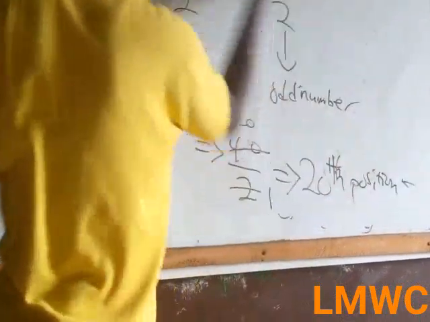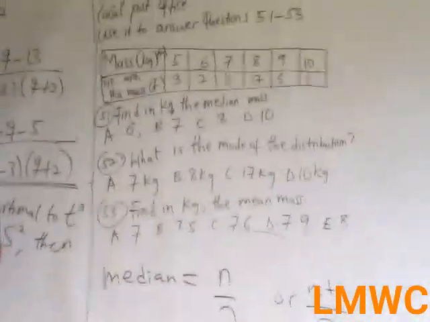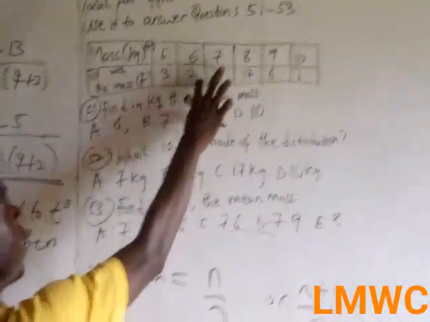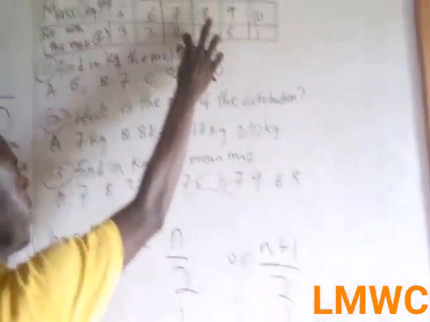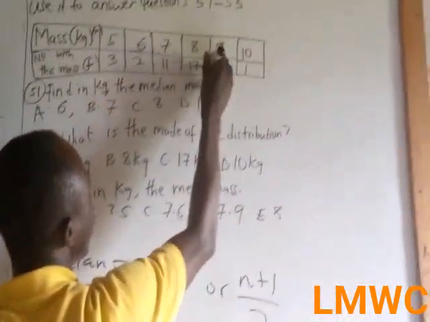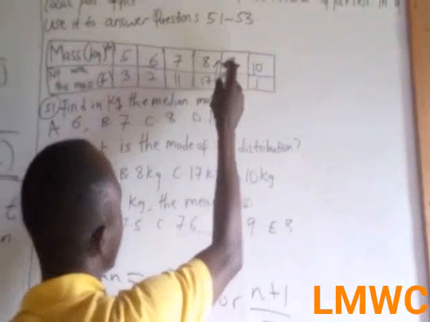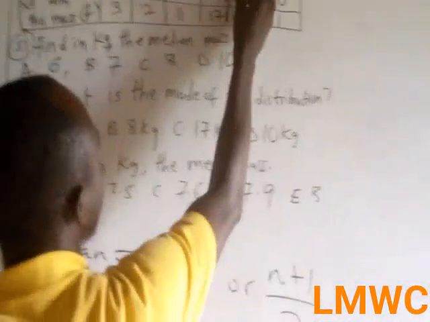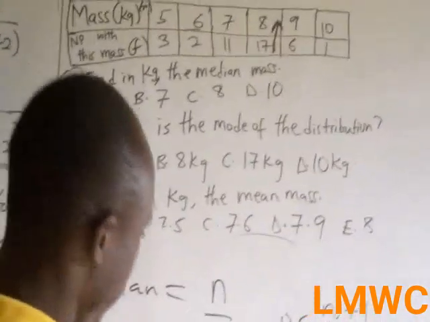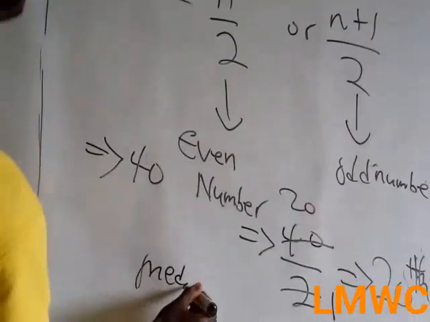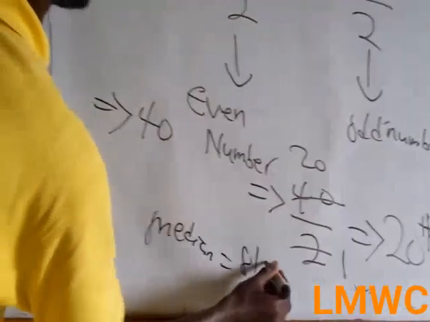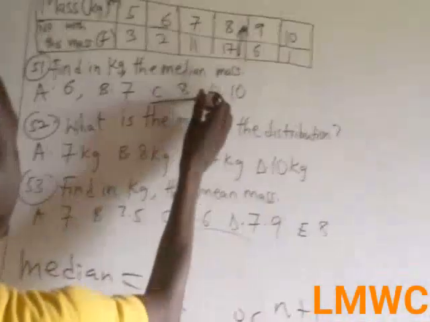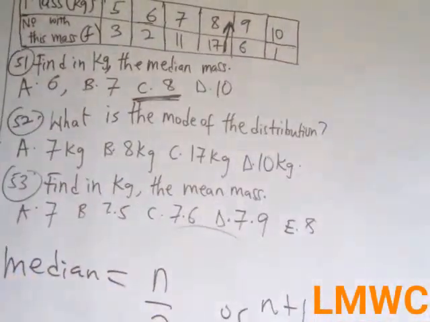20th position, that's the median. So at the 20th position, you start adding your frequencies. 3 plus 2 is 5. 5 plus 11 is 16. So 20, it falls here, because 16 plus 17 is 33. So 20 falls here. This means the median, we have 8 kg. Our answer is C. It's not difficult.